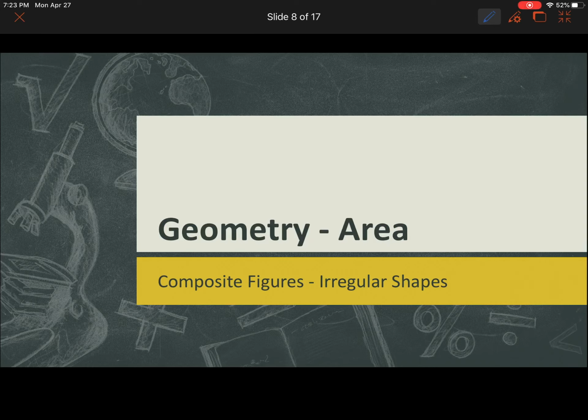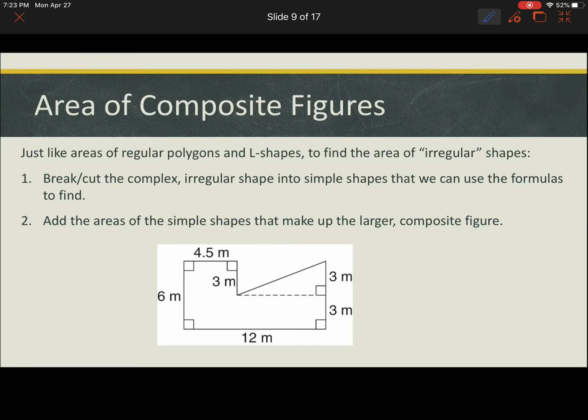In this lesson, we're going to be looking at the area of composite figures that are irregular shapes. So again, composite figures just means that it's going to be a combination of simple shapes. So just like the area of regular polygons and the L shapes, to find the area of irregular shapes, the first thing we have to do is break or cut the complex irregular shape into simpler shapes that we can use the formulas that we know to find. And then we're going to add the areas of the simple shapes that make up the larger composite figure.